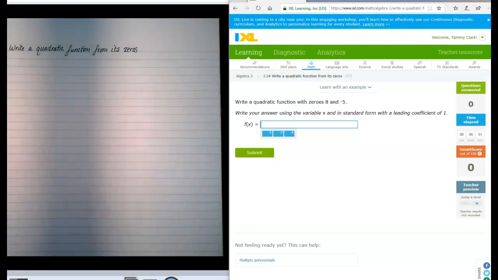Alright, we're going to look at writing a quadratic from its zeros in IXL. The notes prior to this showed you how to do it on paper. Now let's go ahead and practice together.